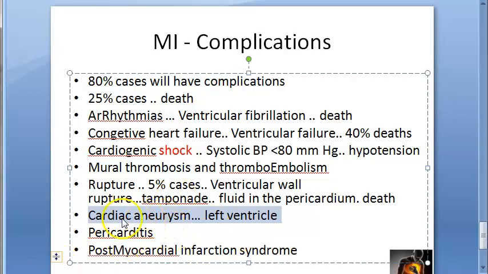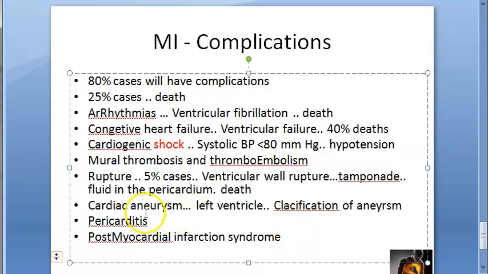So basically this can impair the function of the heart, right? And the common site is this left ventricle, right? So rarely the calcification of this aneurysm also can happen. Aneurysm spelling, you know, aneurysm. Okay? A-N-E-U-R-Y-S-M. Okay? So basically cardiac aneurysm, left ventricle usually, then there can be calcification of this aneurysm.